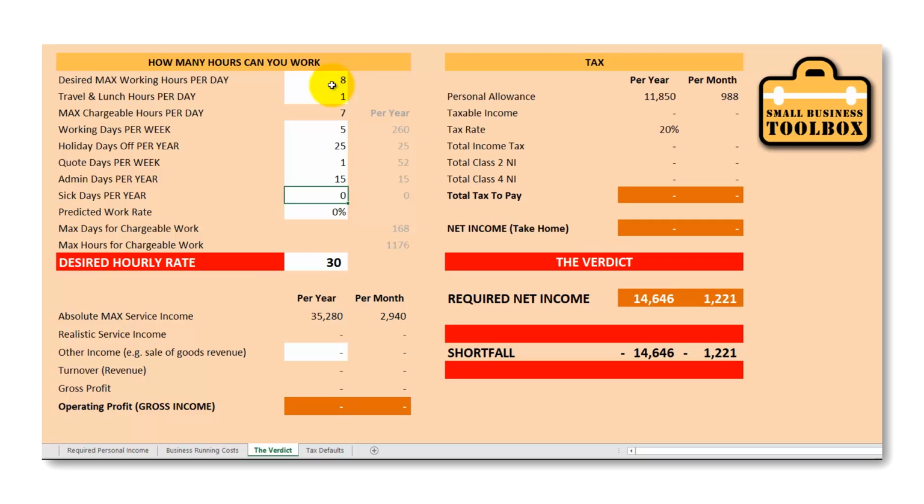Okay, sick days per year. Let's hope you're not going to be ill because you're not going to make any money. Let's say 2 days off per year being ill.